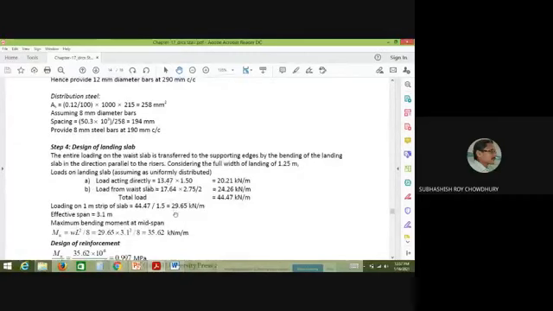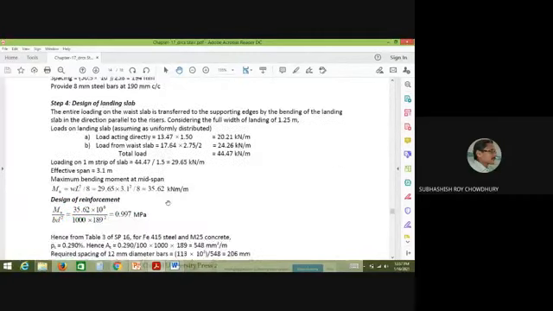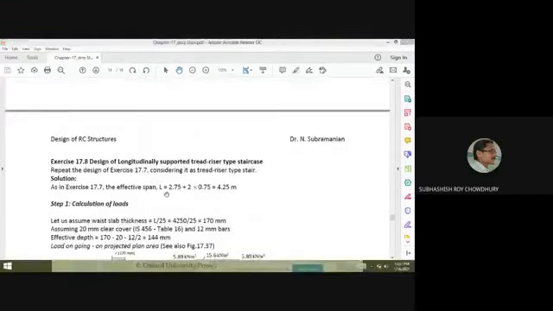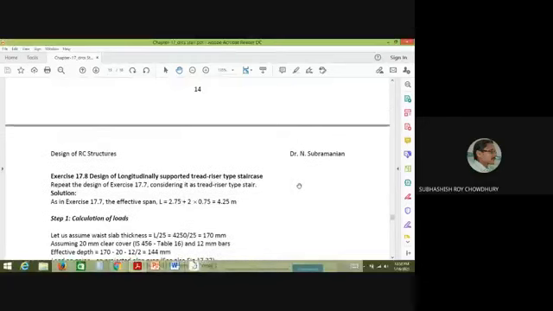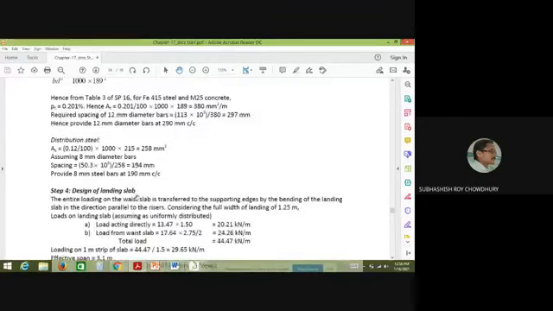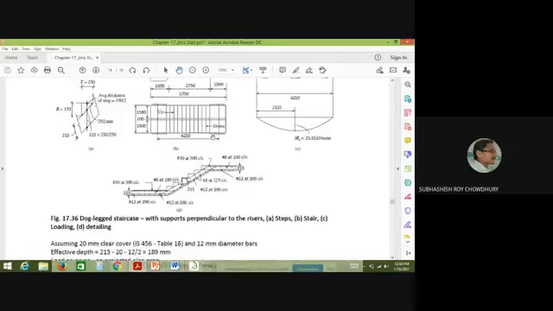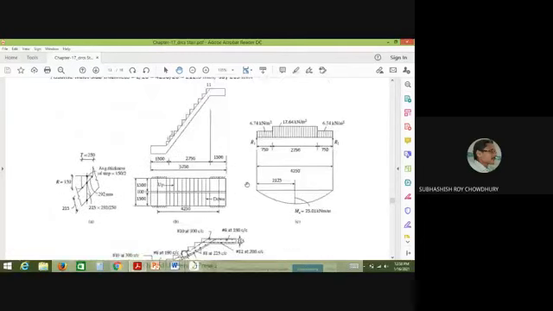Now the important point is how the landing slab will be designed. The landing slab will be designed as a simply supported slab. The entire loading of the waist slab is transferred to the supporting edges by the bending of the landing slab, so in the direction parallel to the risers. So considering the full width of the landing, the landing width is 1.25 meter.